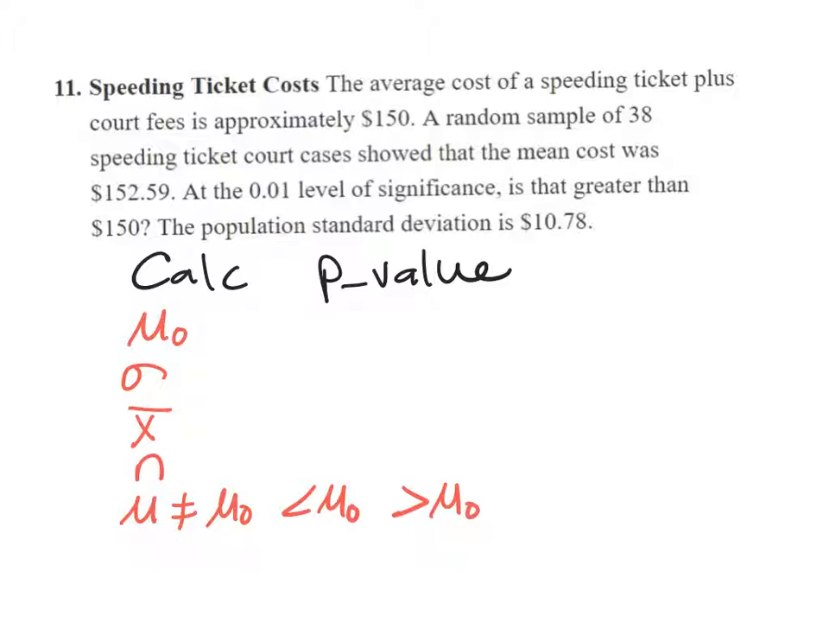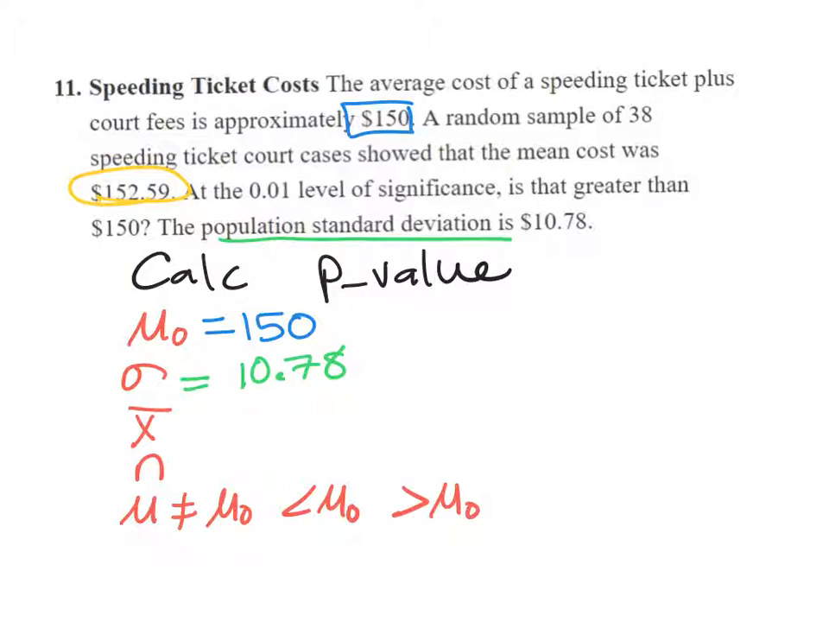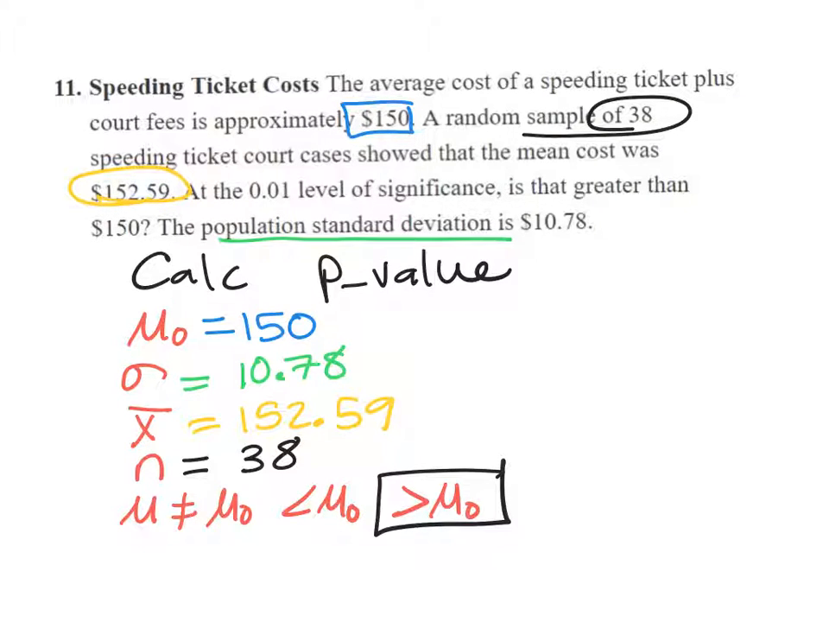So here we go. Mu naught, that's this one right here. That's the one that is in our hypothesis statement. Then sigma, the population standard deviation. That's this one right here. Then you want your sample mean. That's going to be this one right here. Your sample size: random sample of 38, so 38 is right there. And then again, we're right-tailed, so we're going with the greater than.